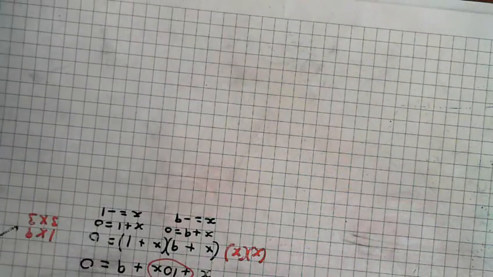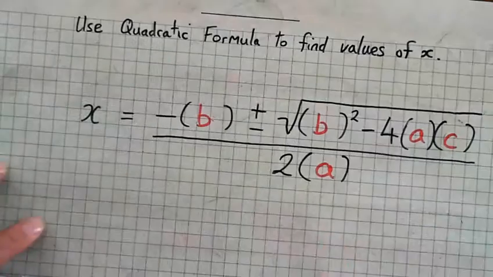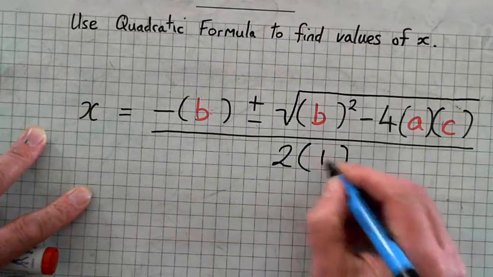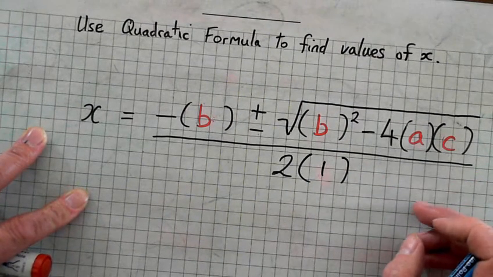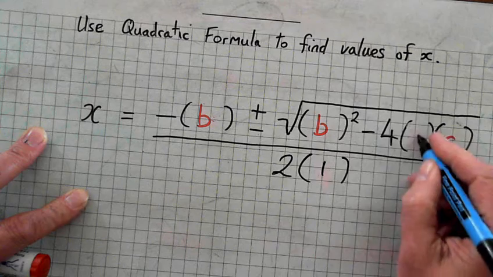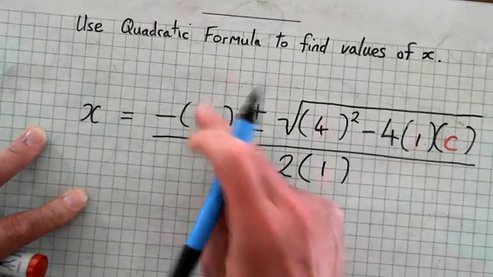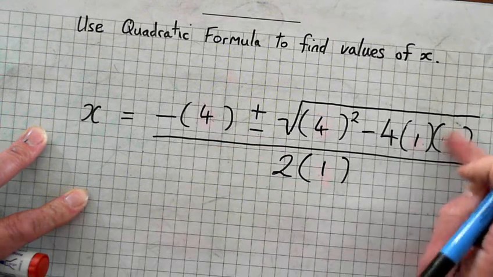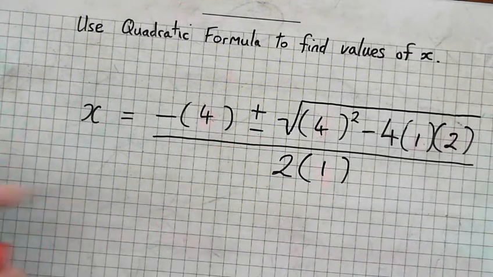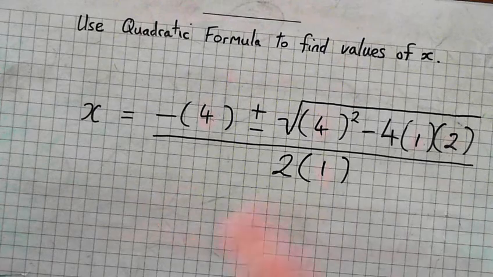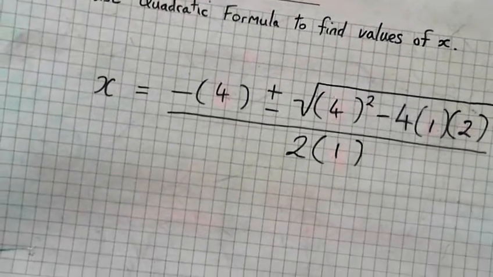A is 1. B is 4. And C is 2. That's how you do it. All in brackets. Replace everything in brackets. Right. Now we continue on.